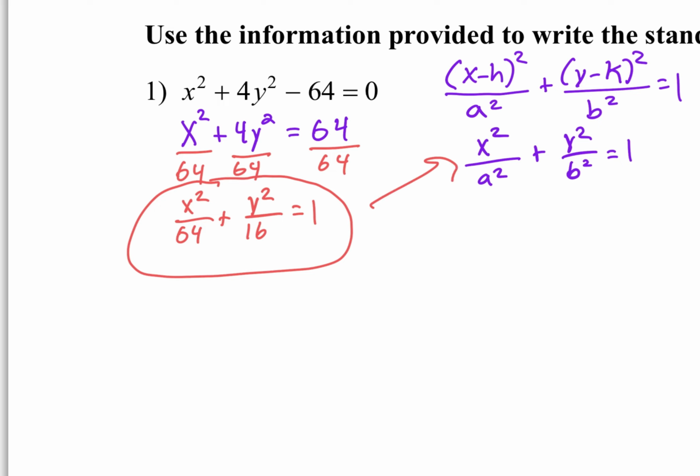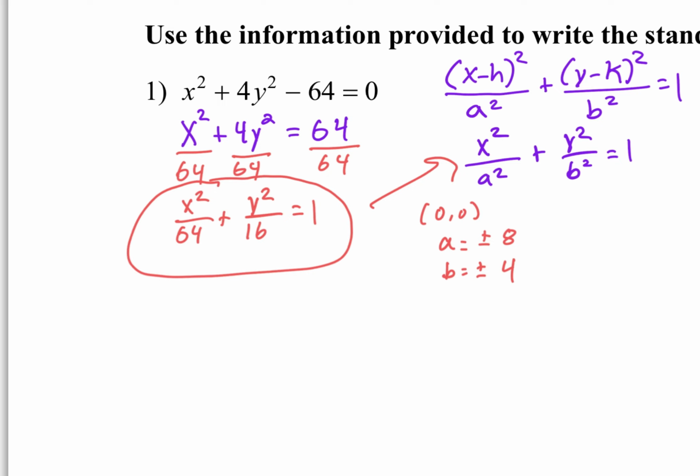Looks like that. So now if we wanted to do the center, and you're not going to have to do this today, the only thing you have to do today is write it in this form. But if we asked you to find the center, from yesterday, the center's at 0, 0. There's no change to the x values. What's my a value? Plus or minus the square root of 64 is 8. And my b value is plus or minus 4.